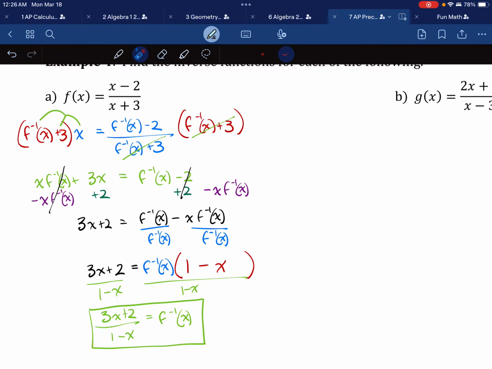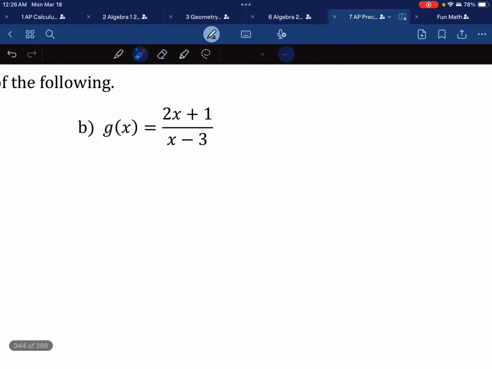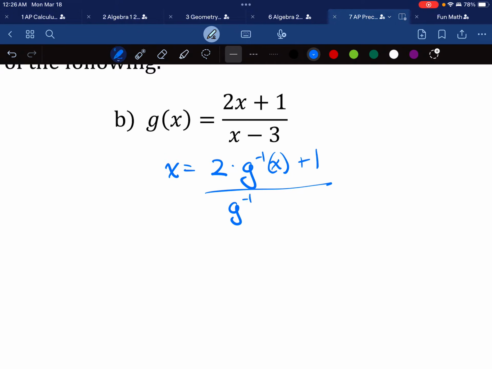It's going to be that same process over and over, so let's try it yet again over here in part B. Again, I'm going to start by switching my g of x values with my x values. I'm going to say that x is equal to 2 times, it's not f anymore, it's g inverse of x plus 1 all over g inverse of x minus 3.